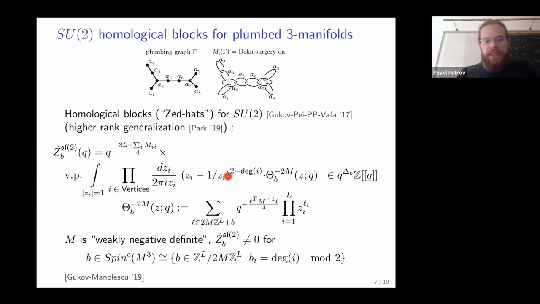One can write the following integral formula. For each vertex there is a single variable Zi, and then the integrand contains the following rational function of the Zi's, and then we multiply by a theta function associated to a quadratic form, which is minus two M, where M is the linking matrix. Of course, in principle there is some singularity, and one has to choose how to avoid the singularity in this contour. Here one can make what is called the principal value prescription, which means we take an average of all possibilities.